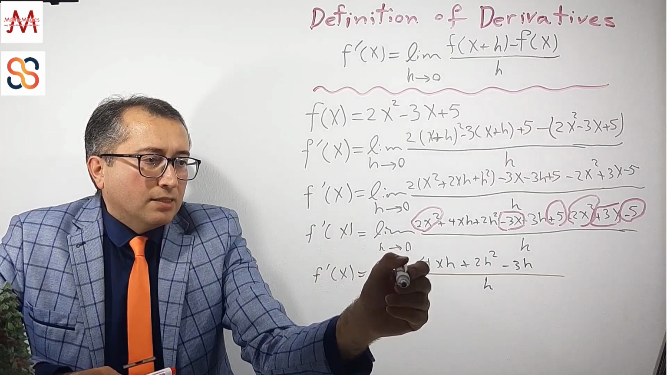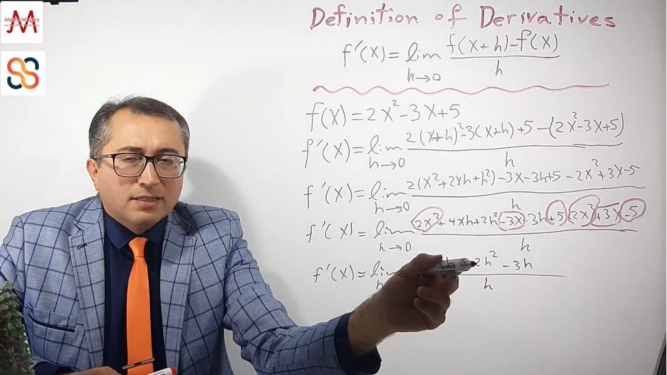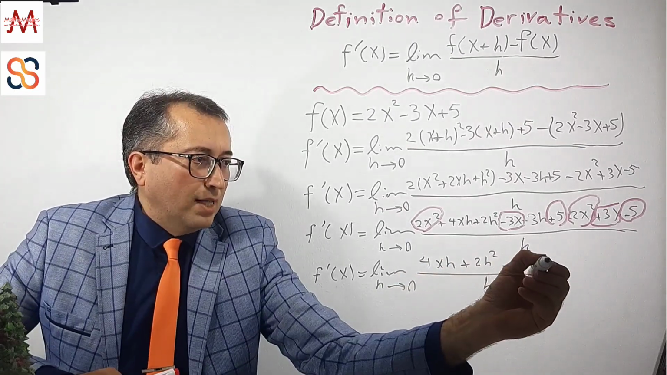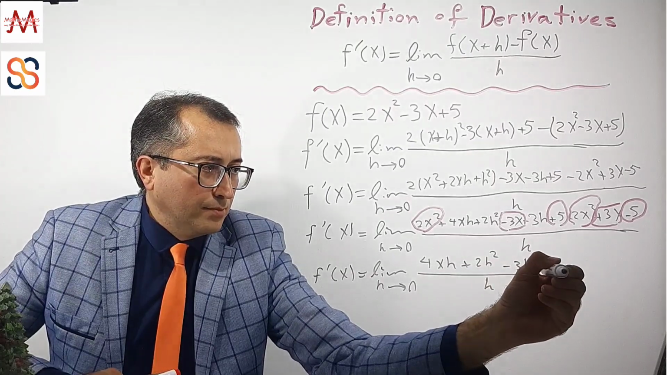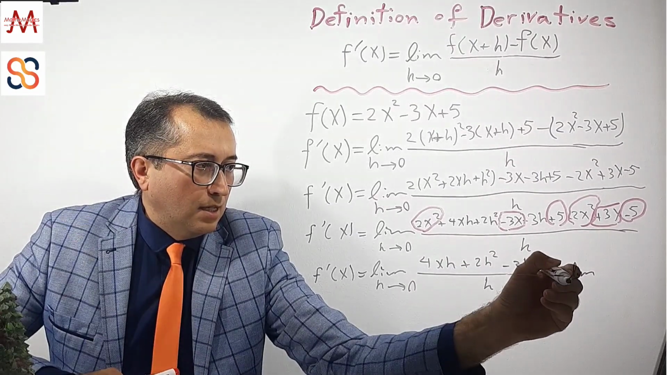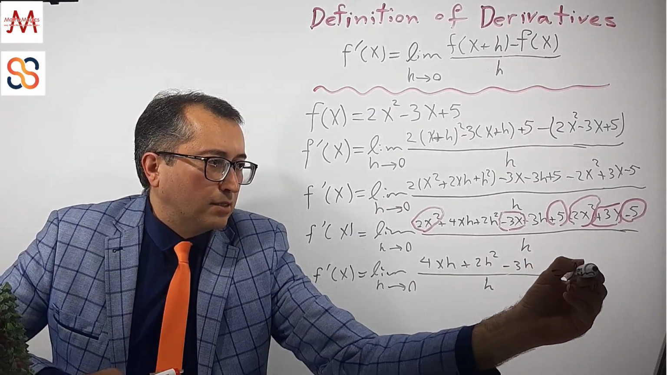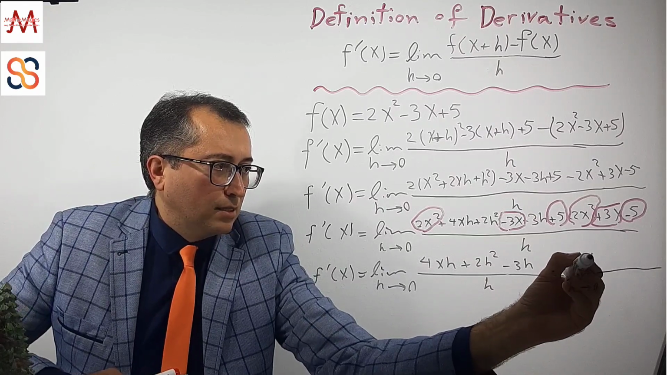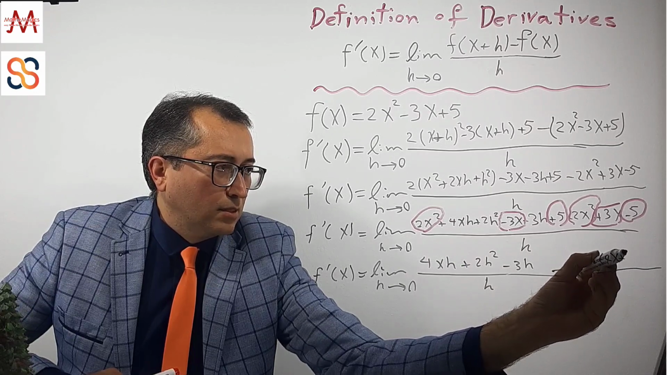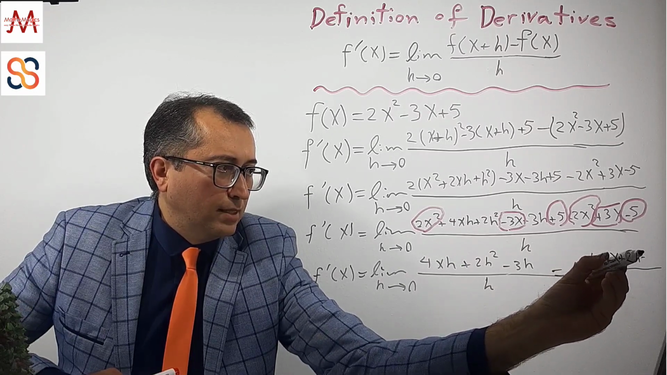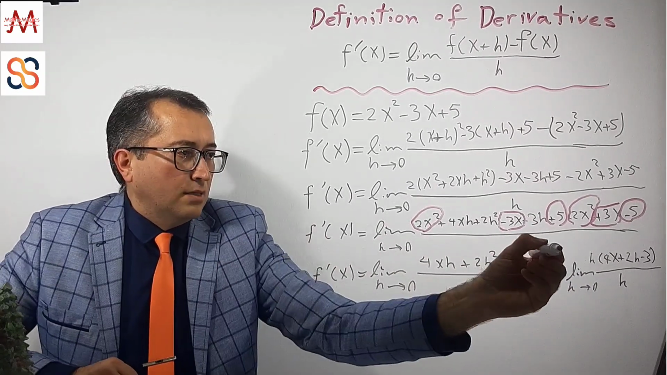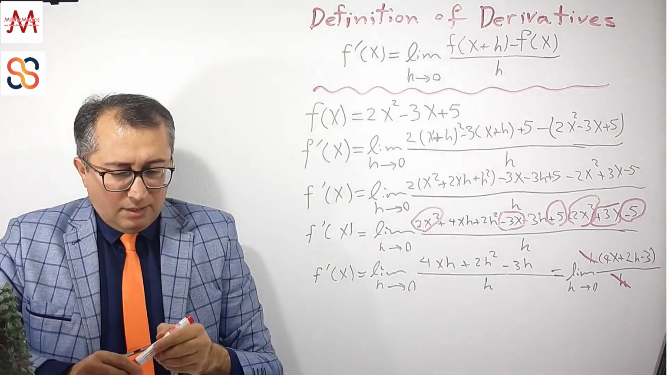If you plug in 0 for h, you will get 0 over 0, so it doesn't exist. But we can factor out this h in the numerator. So let's do that: h times 4x plus 2h minus 3, over h. Now this h cancels this h.